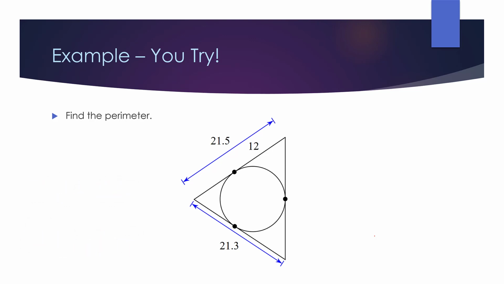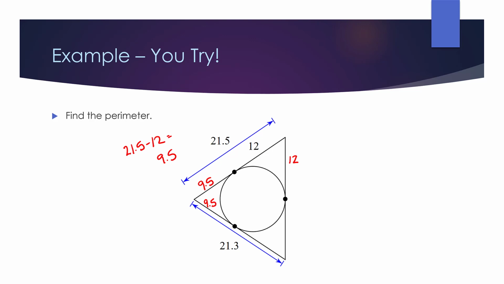Okay, so this problem here, finding the perimeter, we're going to start off with our 12 and say that the matching side is also 12. At this point, we're going to look at this top left side, and if the whole length is 21.5, I am going to subtract 12 from that, and I find that this other piece here is 9.5. Again, I'm just subtracting 21.5 minus 12 equals 9.5. And so I can carry that 9.5 over to its matching side right here.